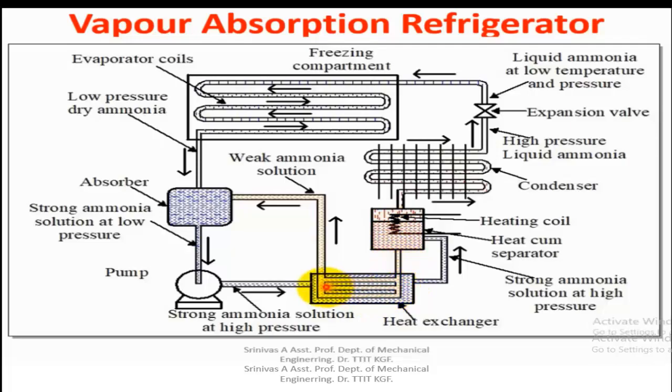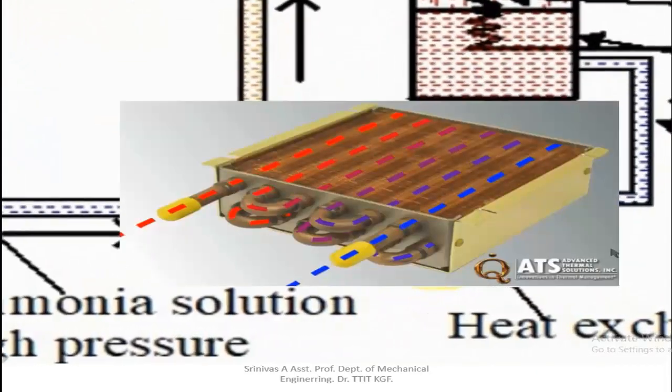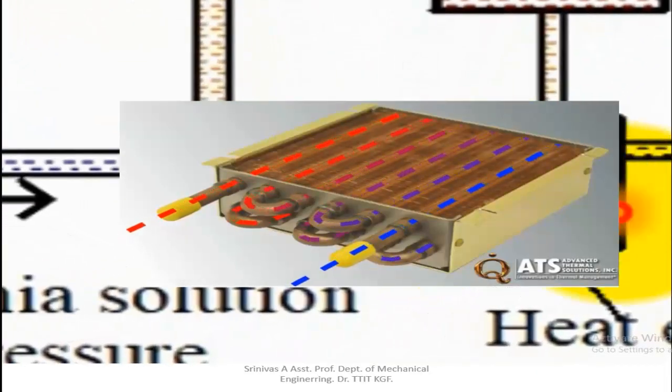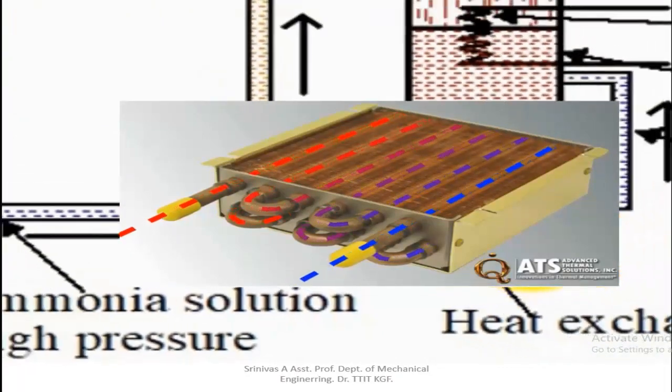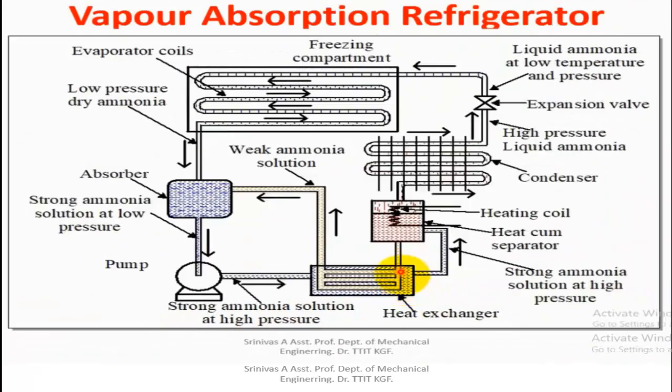The weak solution is going back here. The amount of heat present in the weak ammonia solution is passed to the strong ammonia solution, and it will become a little bit warmed up, and this warm strong ammonia solution is then passed into the heat cum separator.